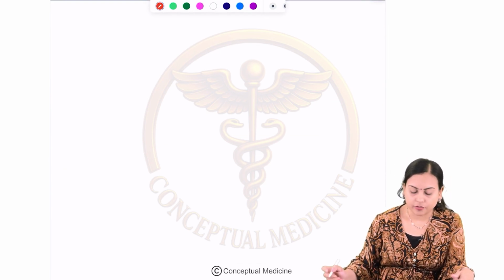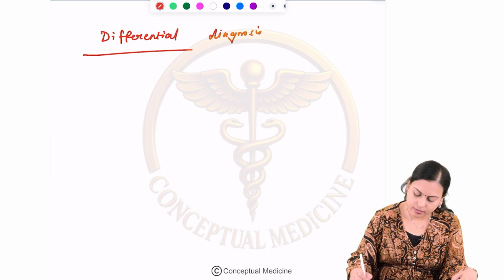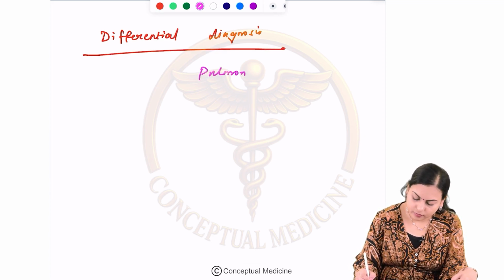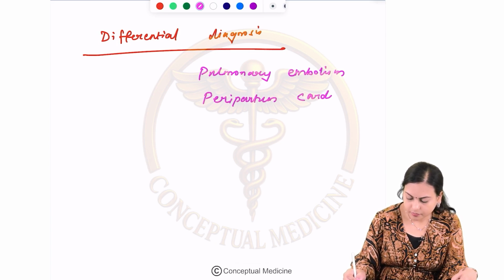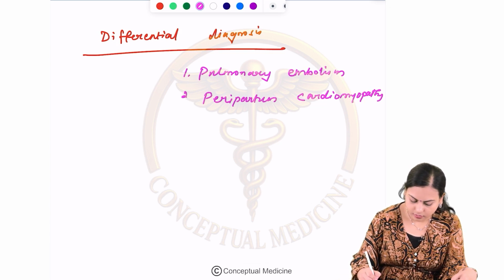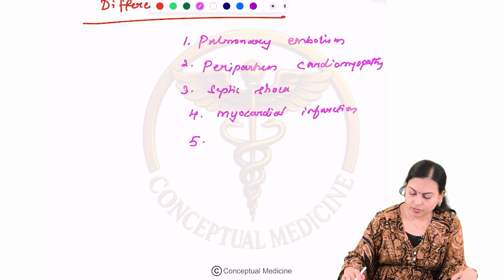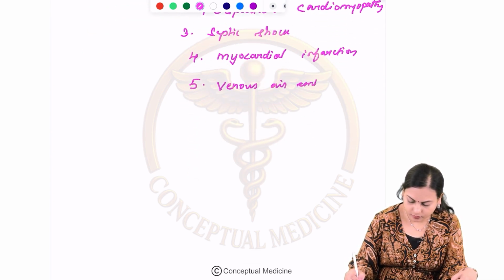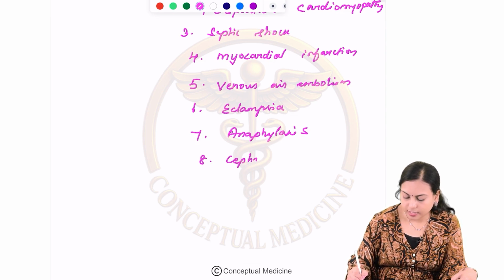What are the differential diagnoses of amniotic fluid embolism? The differential diagnosis includes pulmonary embolism, peripartum cardiomyopathy, septic shock, myocardial infarction, venous air embolism, eclampsia, anaphylaxis, and there can be a chance of cephalad spread of spinal anesthesia as well.